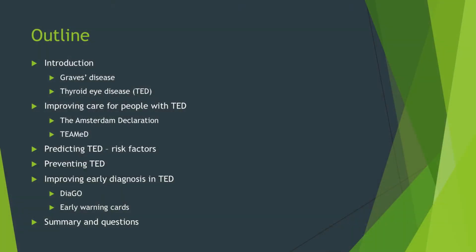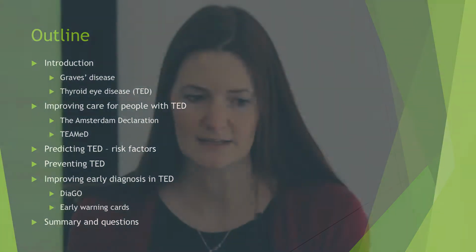I'm going to start off by just giving a very brief introduction to Graves' disease and then also to thyroid eye disease, and then talk a little bit about the initiatives in the UK currently ongoing to try and improve care for people with thyroid eye disease. I'll then talk a little bit about risk factors, preventing thyroid eye disease and improving early diagnosis, in particular a couple of studies that are ongoing in the North East and across the country at the moment. And then at the end, after a brief summary, there'll be time for questions.